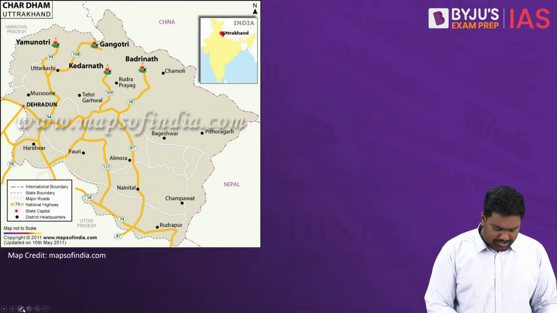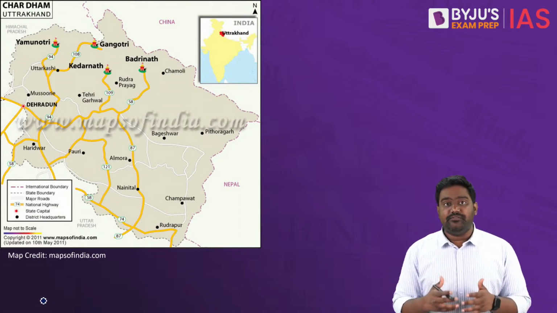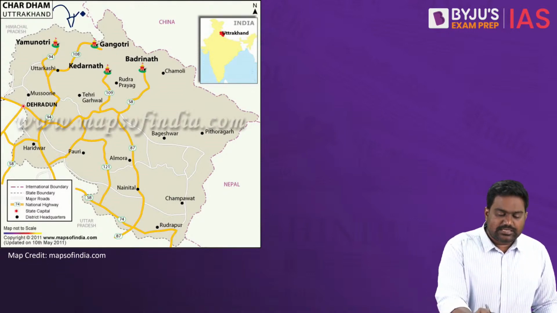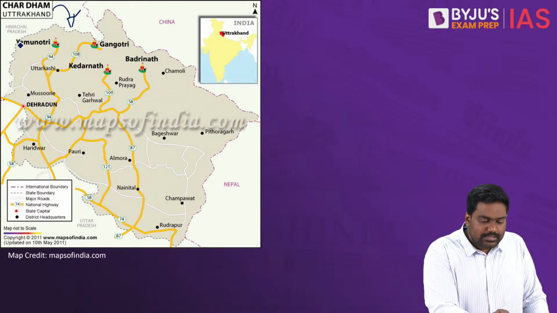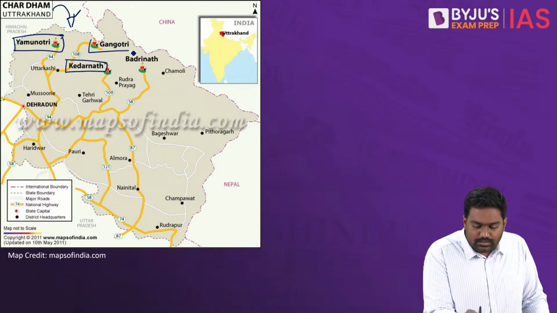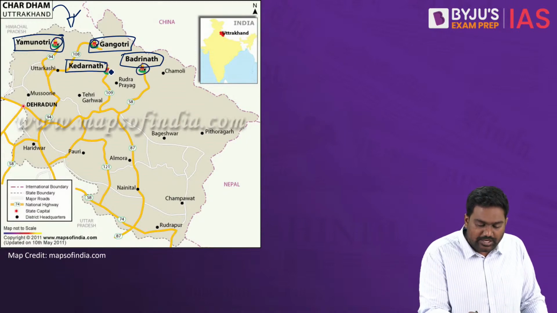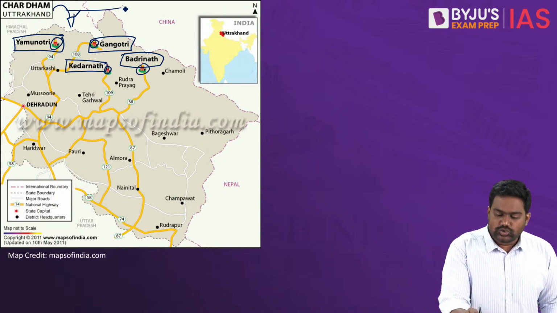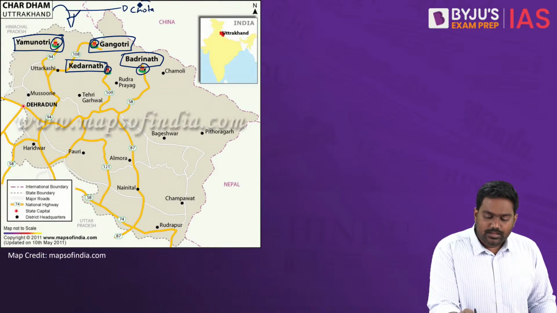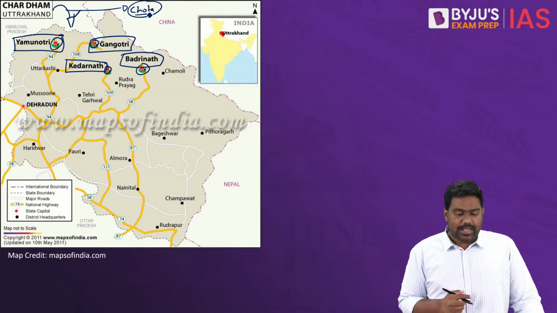Now, from a prelims point of view, with regard to art and culture, there's a very important point you can take away from here. Which are the Char Dham sites in Uttarakhand? The Char Dham sites include Yamunotri, Kedarnath, Gangotri and Badrinath. These are the 4 important Hindu pilgrimage sites in Uttarakhand. It's also referred to as Chota Char Dham because there is another nationwide Char Dham Yatra. I'll show you that map as well.